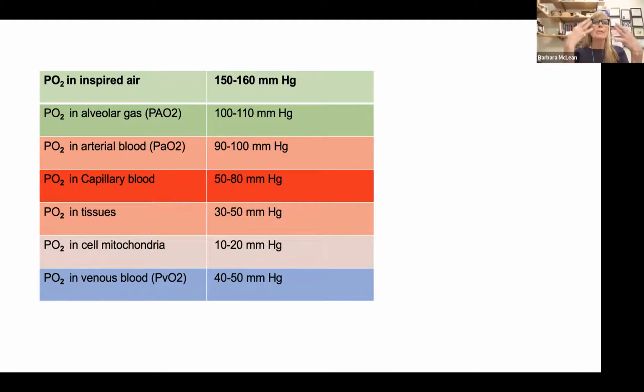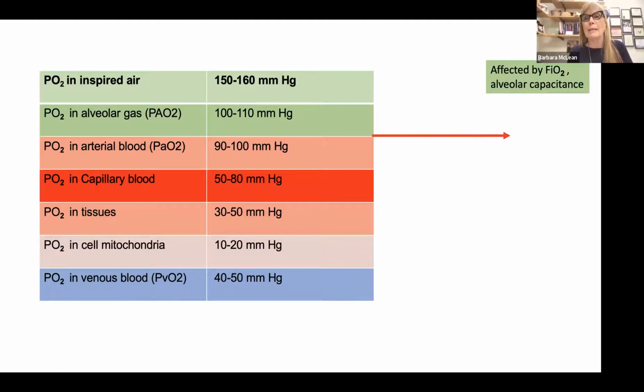That's what I'm breathing into my alveoli, and I lose some of that partial pressure as oxygen descends the conducting airways, and now it gets to the alveolus, and in the alveolus, it's 100 to 110. Now, when we think about this perspective, we just want to remind ourselves that this is affected by your FiO2 and, of course, by your alveolar capacitance.